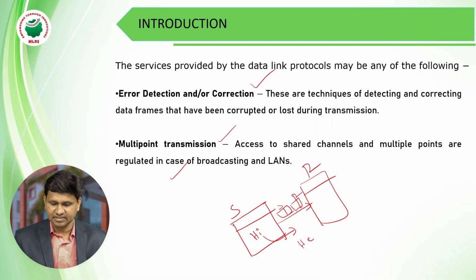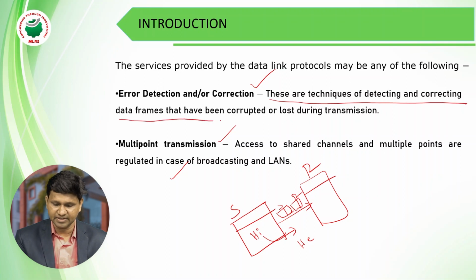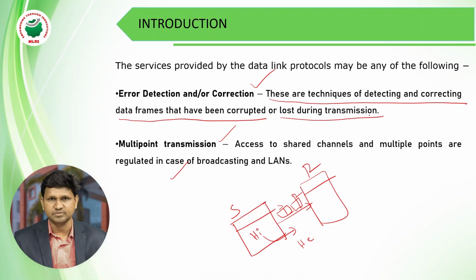Error detection and correction are techniques of detecting and correcting data frames that have been corrupted or lost during transmission. While transferring the data, sometimes we may miss the data, we may tamper the data, or sometimes we may delete the data. So how do we receive the data? Using these concepts, while transferring the data there must be one sender address and one receiver address. This concept is called error detection and error correction. These are techniques of detecting and correcting data frames that have been corrupted or lost during transmission.